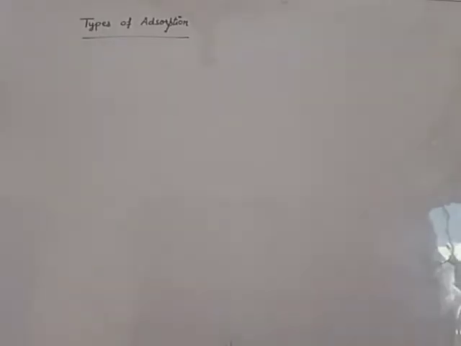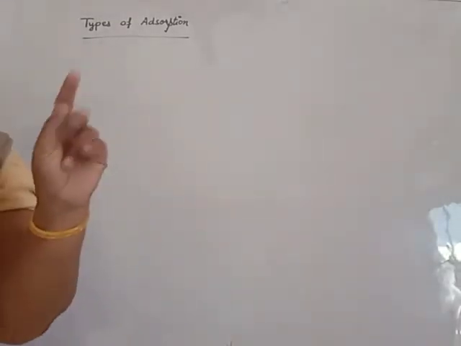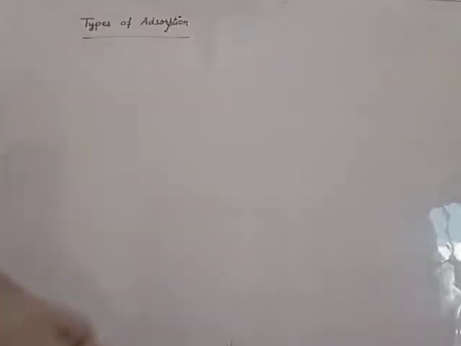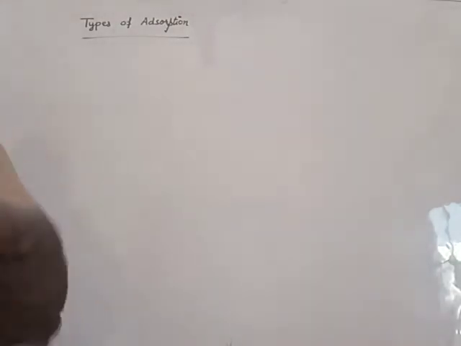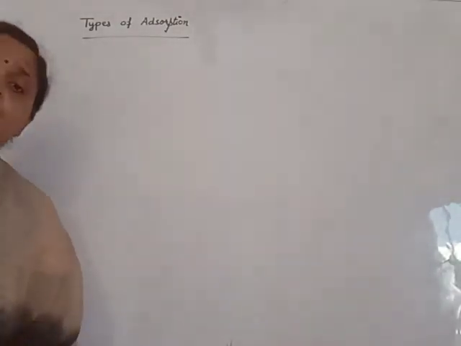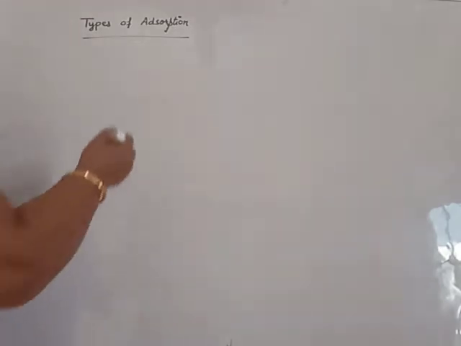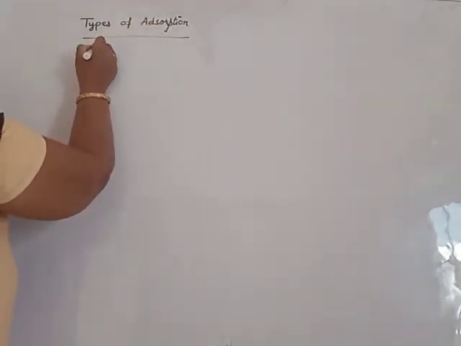Now our topic is types of adsorption. Beta, types of adsorption is categorized into two categories. First, on the basis of concentration of adsorbate on the surface of adsorbent, adsorption is of two types.